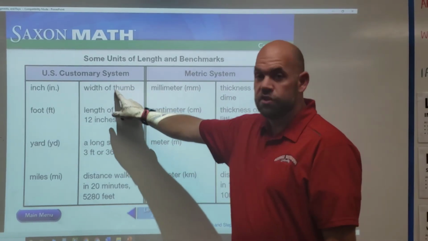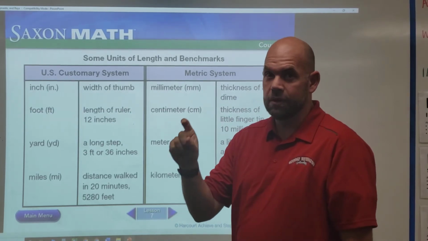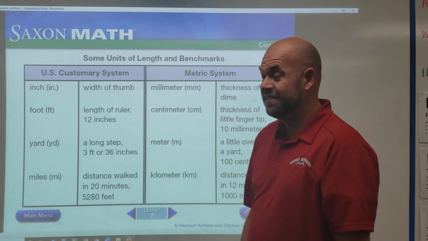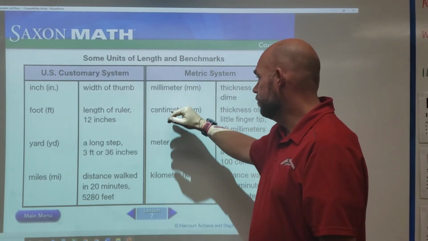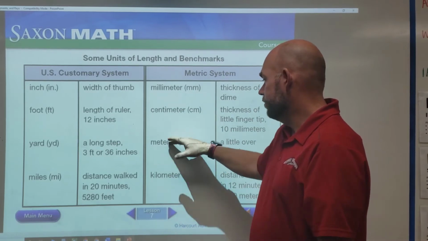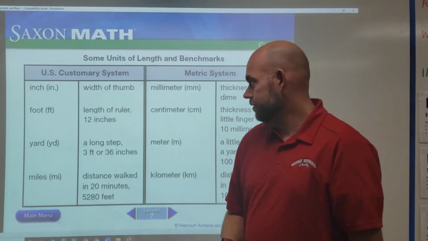And in the US customary system, we don't have anything smaller than an inch. So the metric system is definitely more precise, and 10 millimeters goes into a centimeter. 100 centimeters goes into a meter. It just makes sense. All right.